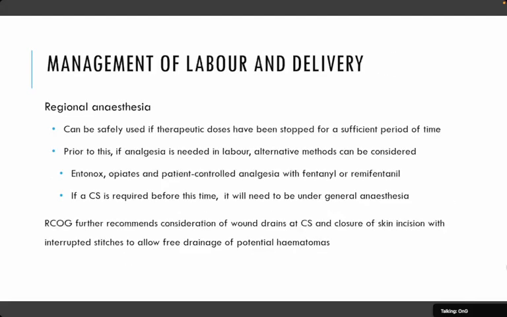And just again, on regional anesthesia, it can be safely used if therapeutic doses have been stopped for a sufficient period of time. But prior to this, if analgesia is needed in labor, alternative methods should be considered, such as Entonox, opioids, fentanyl infusions, and so forth. But if a Caesar is required before there's been sufficient time, it will need to be done under general anesthesia. The RCOG further recommends that at Caesar, wound drains be inserted and the skin be closed with interrupted stitches to allow free drainage of potential hematomas that may occur.